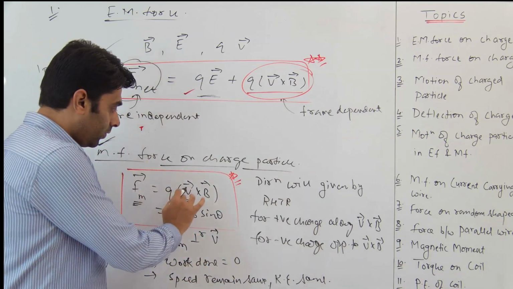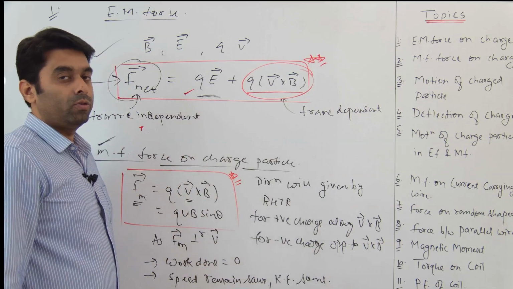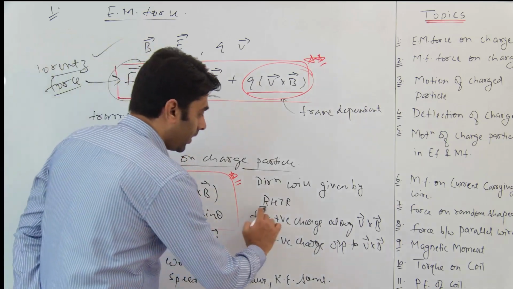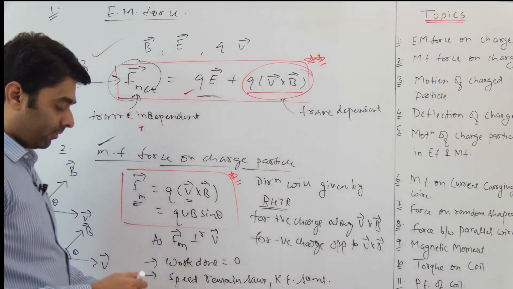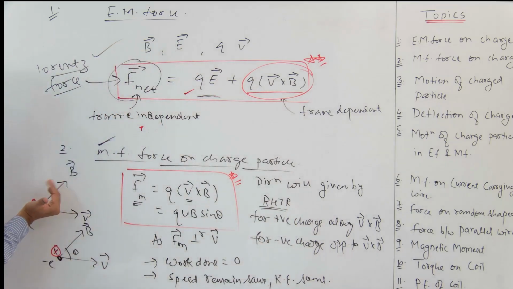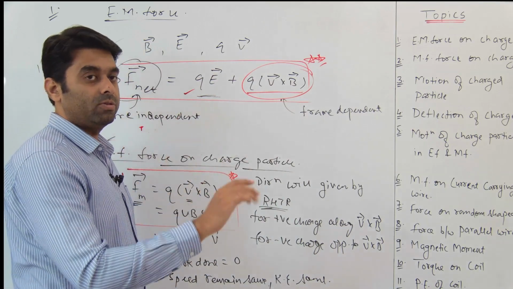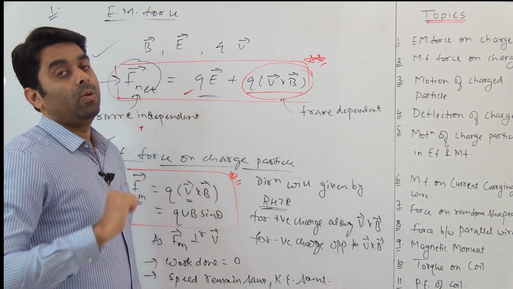Magnetic force is Q V cross B. Magnitude is Q V cross B, which we can write as Q V B sine theta. Direction is given by the right hand thumb rule. I have explained how to do it. V cross B, right? If it is a positive charge, it will be along V cross B. If it is a negative charge, we will have to turn our thumb by 180 degrees.